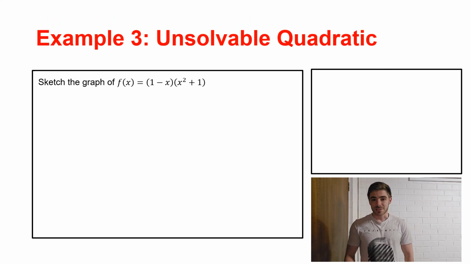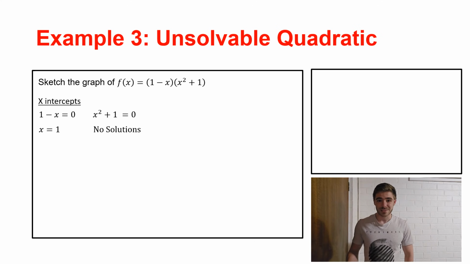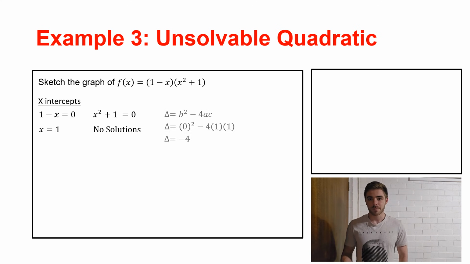Now we look at the worst case scenario, or perhaps, depending on how you look at it, the best case scenario, where one of our terms is a quadratic that can't be solved. All this means is that when it comes to solving your x-intercepts, that quadratic contributes no solutions. By the way, if you're ever confused on whether or not a quadratic has solutions, then you can always check its discriminant. If you get a negative result, then you know for certain that that quadratic has no real solutions.